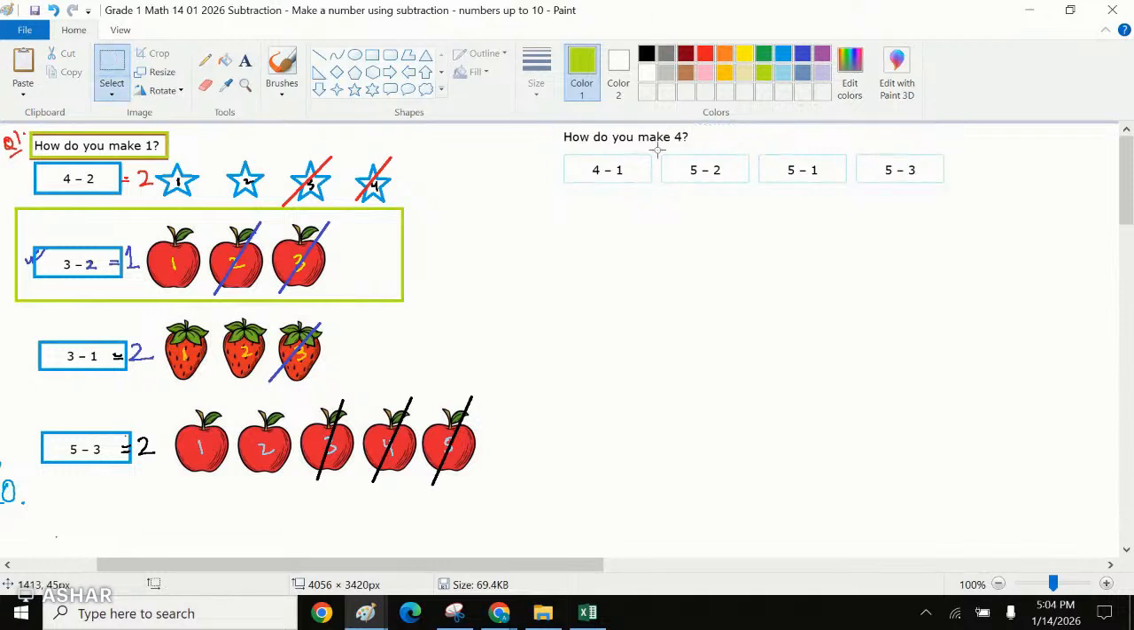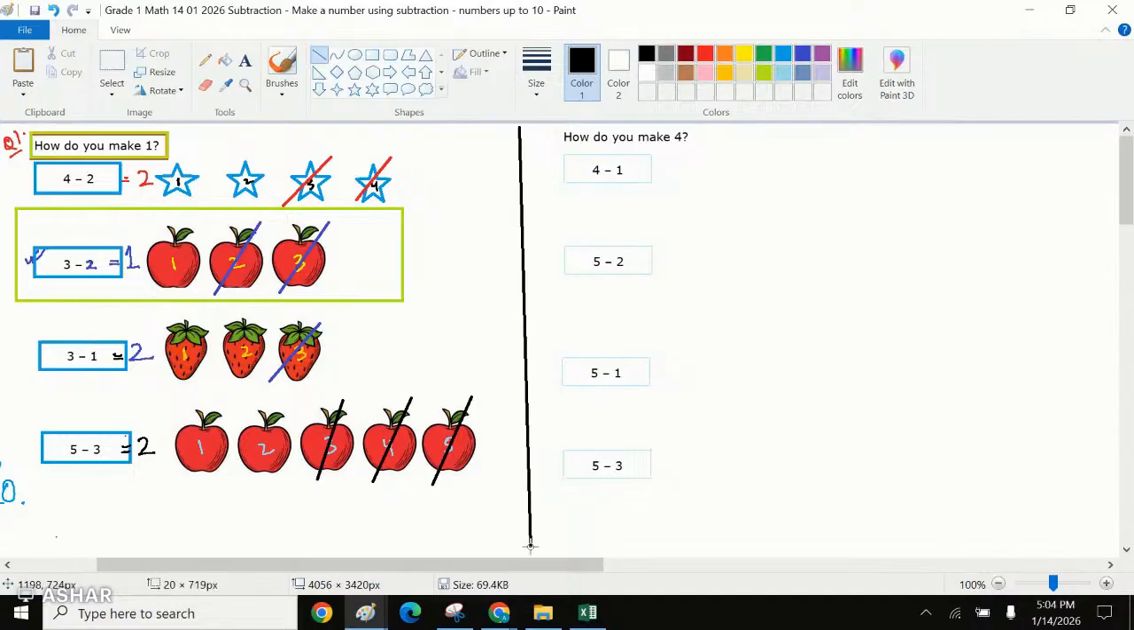I'll just realign these values. Okay, 4 minus 1, 5 minus 2, 5 minus 1, and 5 minus 3. So these are the 4 options given to us. And what they're asking is, which of these options will make an answer that is equal to 4? So this is our question number 2.